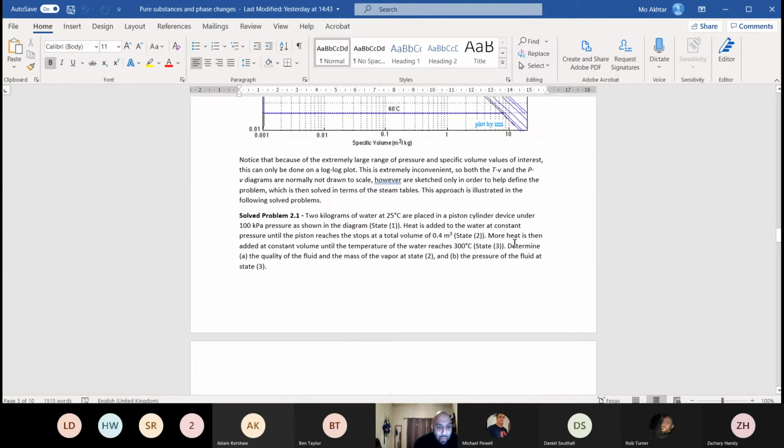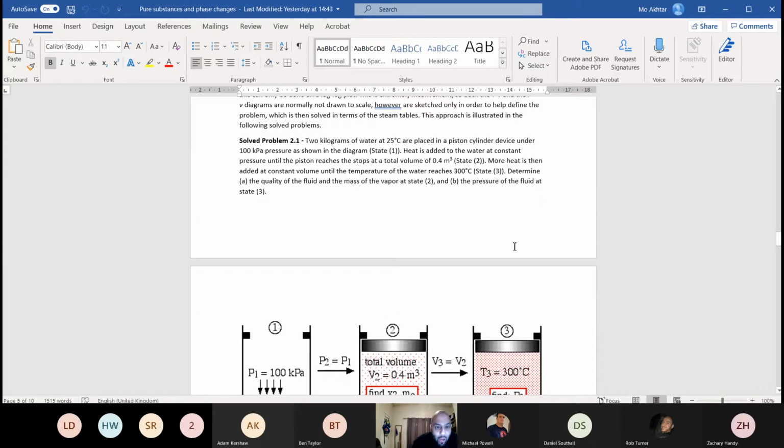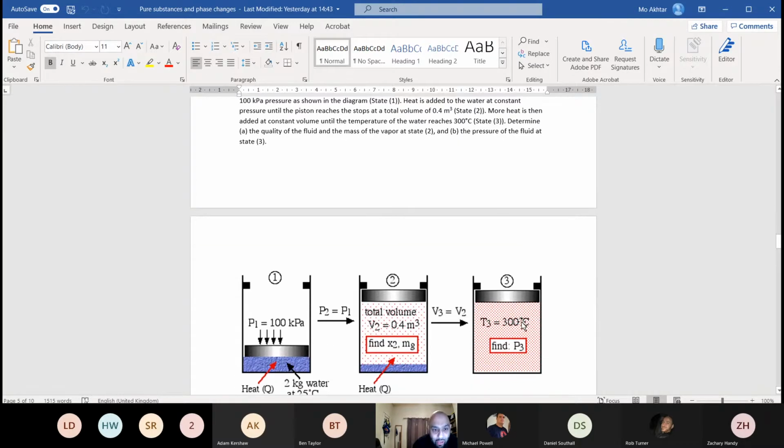Now let's just read what it says there. More heat is then added at constant volume until the temperature of the water reaches 300 degrees C. That's state three. Now, this is what you've got to do. There are two things we're going to be doing. First of all, we're going to determine the quality of the fluid and the mass of the vapor at state two. And B, the pressure of the fluid at state three. So three things we're going to do.